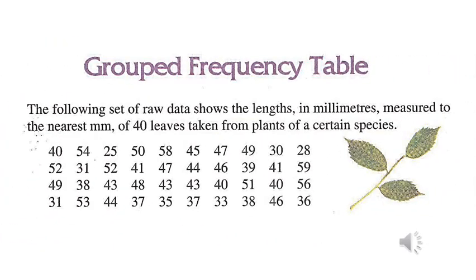Now we are going to construct a grouped frequency table and a histogram to represent a grouped frequency table. The following set of raw data shows the length in millimeters, measured to the nearest millimeter, of 40 leaves taken from a plant of a certain species. The length of the first leaf is 40 millimeters and the length of the second leaf is 54 millimeters and so on. The total number of leaves in this set of data is 40. Now we are going to construct the frequency table on the next page.